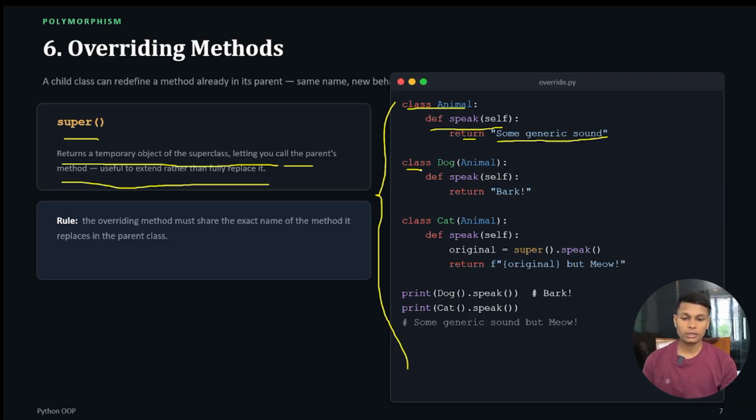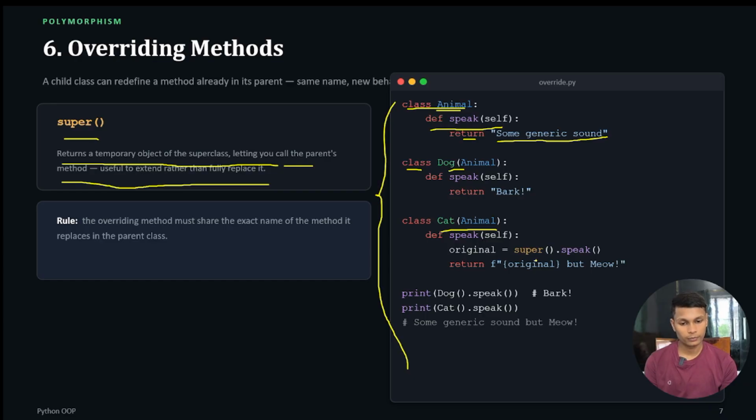Now I am going to create another class named Dog, and we are going to inherit the things of Animal. So Animal is written here. This was the parent class, this was the child class, and this is also a child class of this Animal parent class. And here def speak(self) returns bark, meaning the dog will be barking, and Cat is also there, where original equals super().speak().